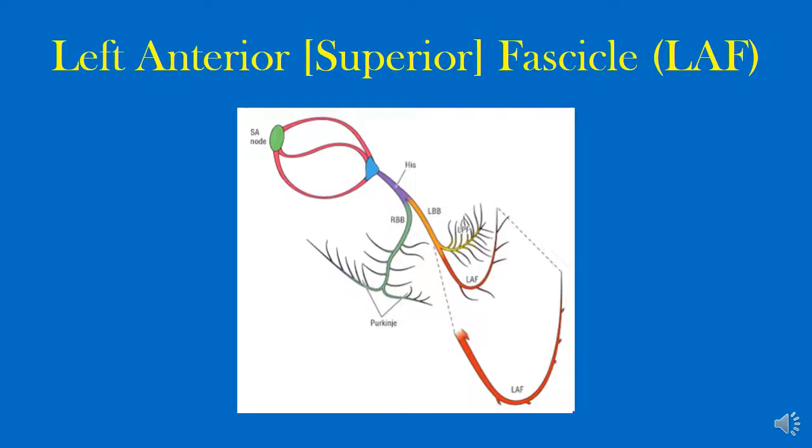Now if we look specifically at the left anterior fascicle, which we said starts as the left bundle branch ends, sometimes you'll hear it called the left anterior superior fascicle. It travels through the left ventricle to the Purkinje cells that innervate the anterior as well as the superior aspects of the left ventricle. And note that this is a single-stranded fascicle, as you can see here, just one line, compared to the left posterior fascicle that we'll look at next.